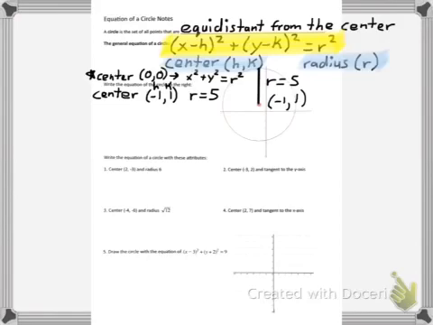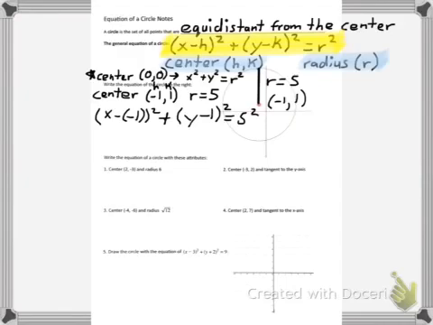So now we know our center point at (-1, 1) would be our h and our k values, and we also know our radius is 5, so we can plug those things into the standard equation for a circle. So our equation would look like this. (x minus (-1)), I'm going to put the -1 in parentheses here, squared, plus (y minus 1) squared equals my radius squared. We said our radius was 5, so that's 5 squared.